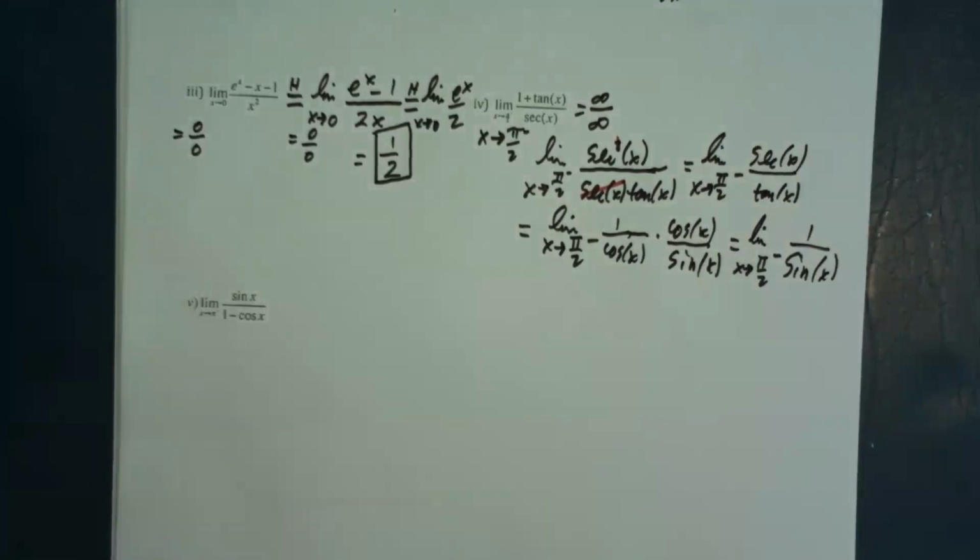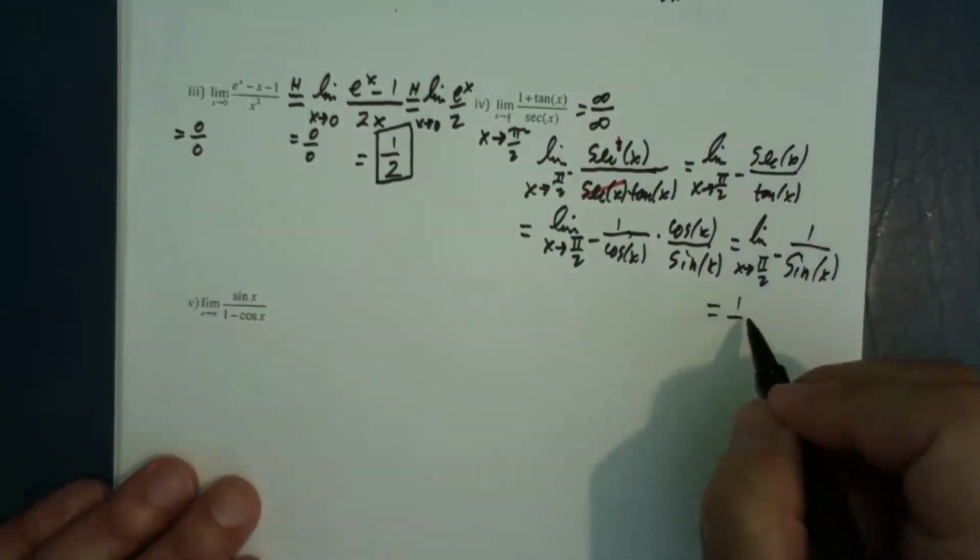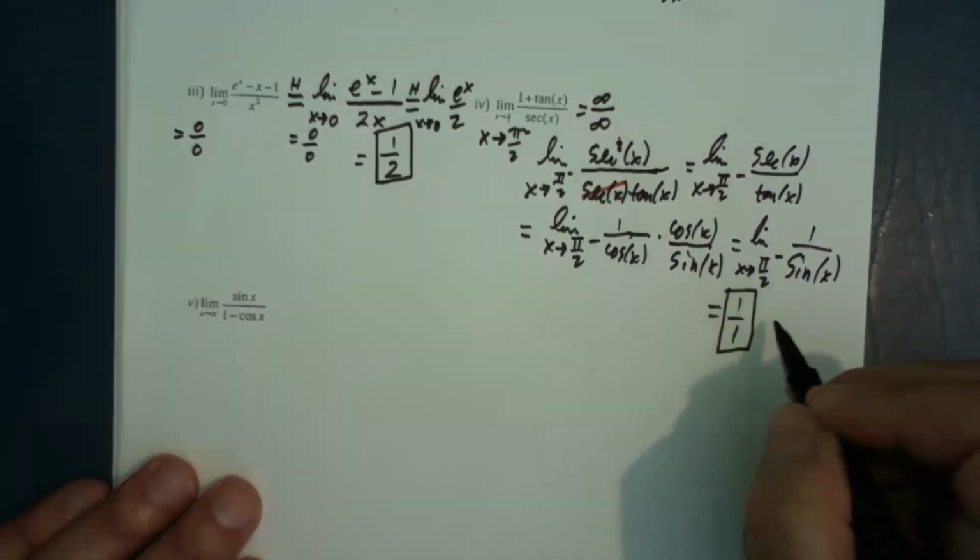Now here's the good news. Sine of pi over 2 is 1. So we end up with 1 over 1, which is 1.